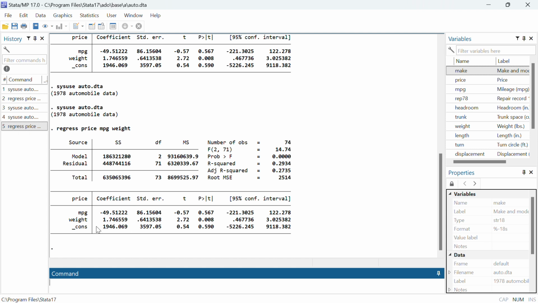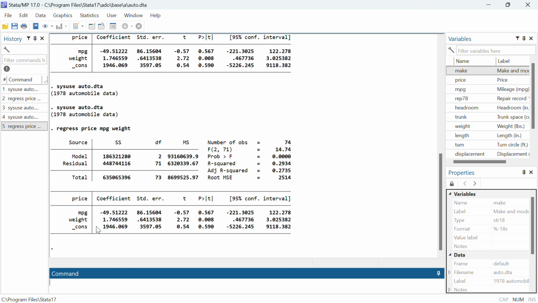There is a constant, the coefficient of the constant. This tells us the average price of the car when both MPG and weight are 0. In this example, the average price is 1,946 when both MPG and weight are 0. This does not actually make sense to interpret, since the weight and MPG of a car can never be 0, but the number 1946.096 is needed to form the regression equation.